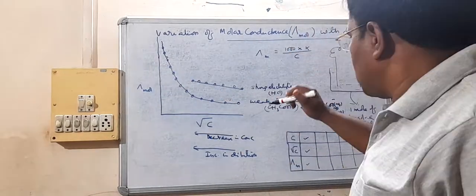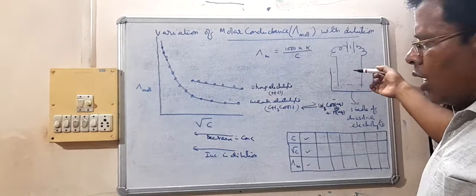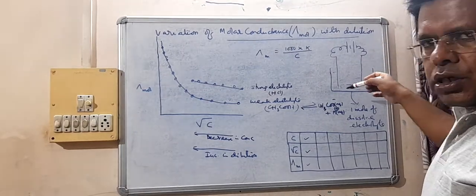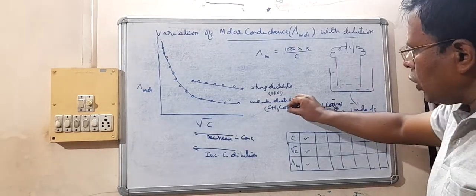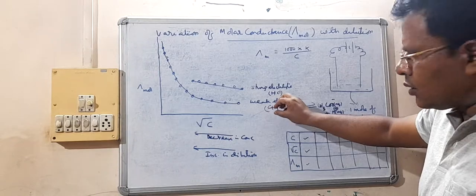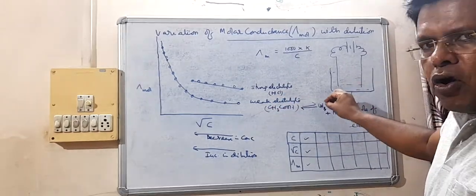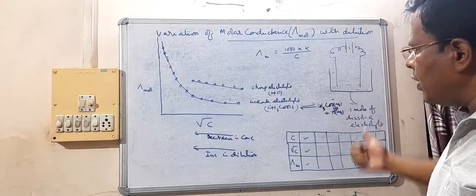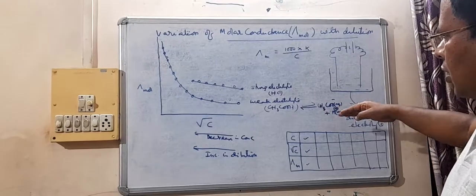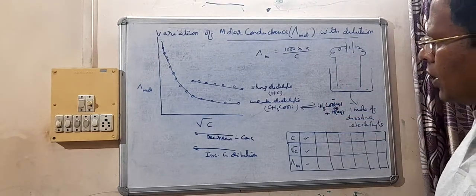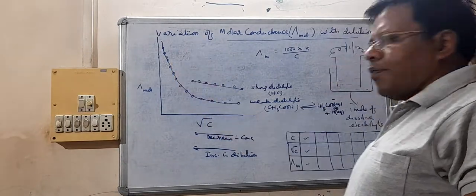It is because, as we have explained here, as we add water, as we decrease the concentration, as we increase the dilution, more and more acetic acid molecules ionize, and the number of ions increases, in fact increases sharply, and that's why the molar conductance value also increases sharply.